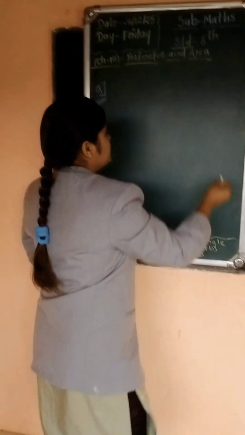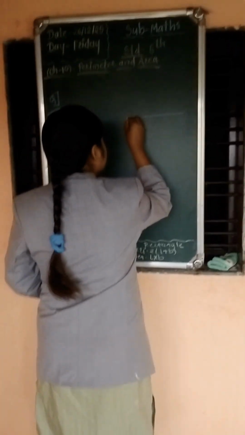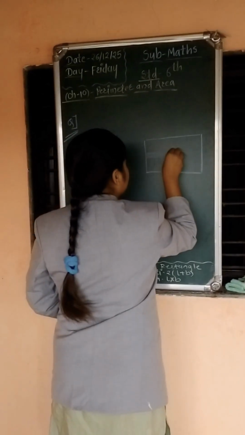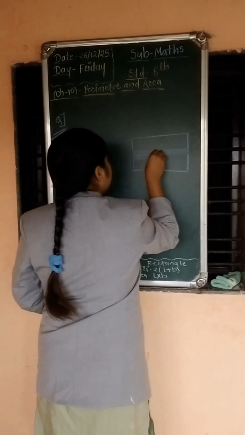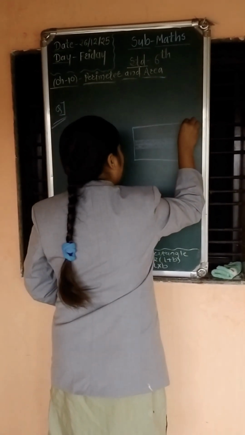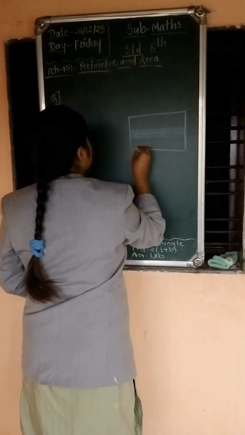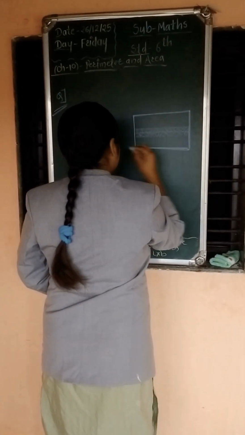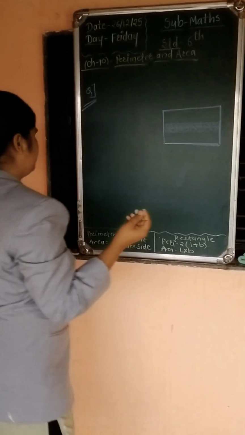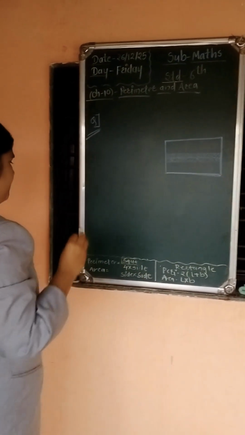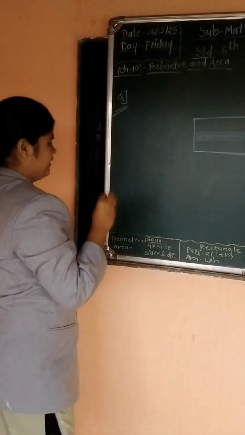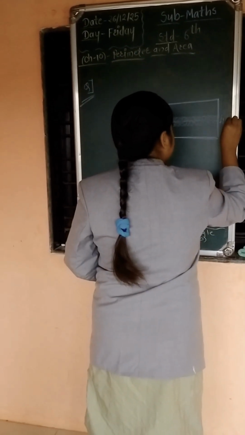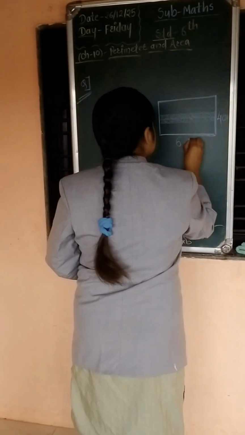So students, here is the cricket playground. This is the cricket playground, and we have to find the perimeter of this rectangular playground. So students, what we have to do is find the perimeter of this rectangle. So this side is 4 centimeters and this side is 6 centimeters.